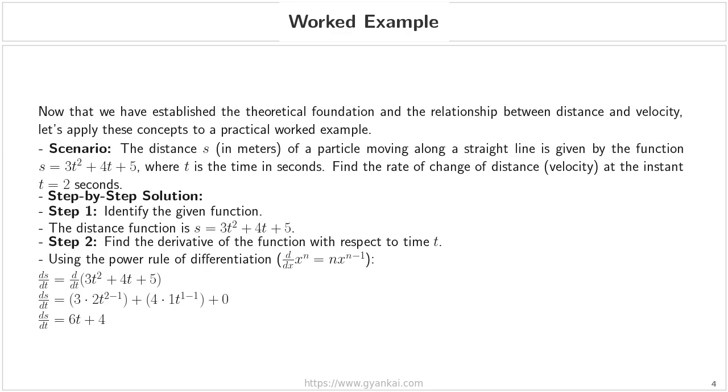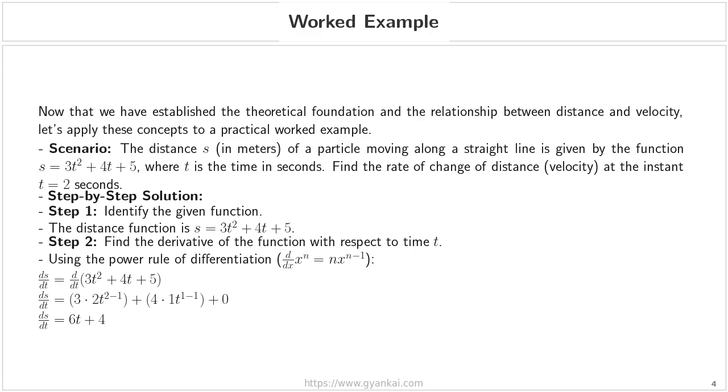Step 2 is to find the derivative of this function with respect to time t. To do this, we apply the power rule of differentiation, which tells us that the derivative of x to the power of n is n times x to the power of n minus 1. Applying this rule to our specific function, the derivative of s with respect to t is the derivative of the quantity 3t squared plus 4t plus 5.